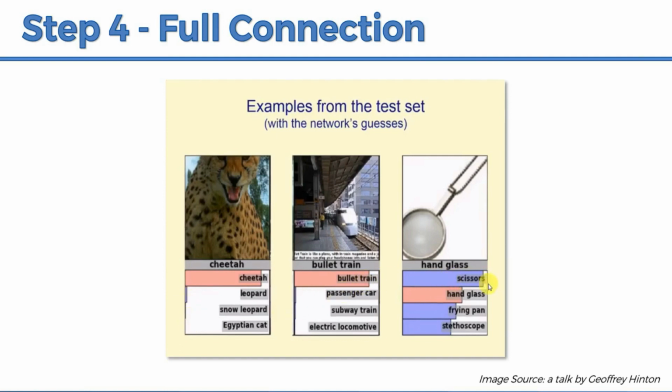Here, scissors, this one won, but hand glass was very close, second, and then frying pan, stethoscope, because you could see that the scissors neuron, the output scissors neuron, listened to its voters, and it had the predominant vote overall, but then the hand glass had a good outcome as well. So there we go. That's how the full connection works and how this all plays out together.